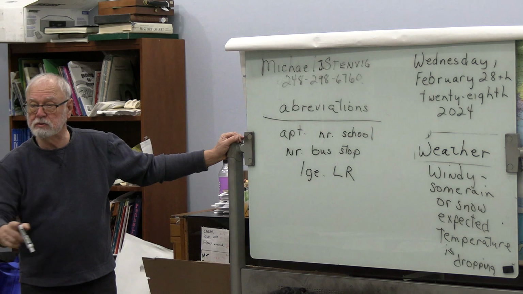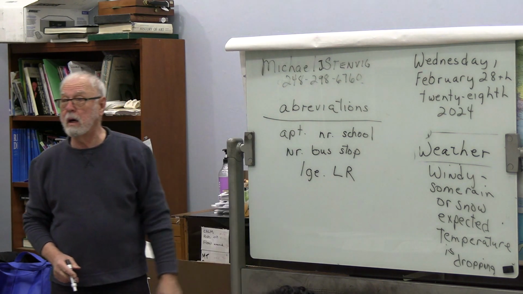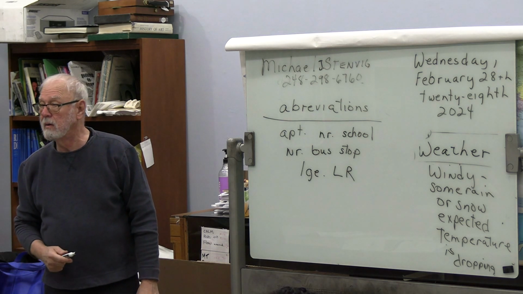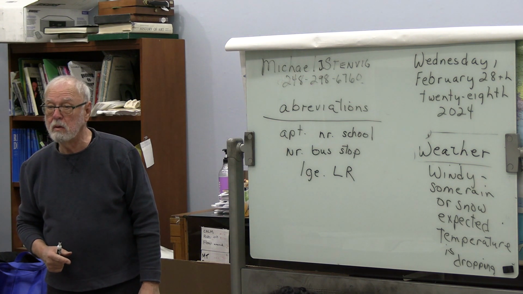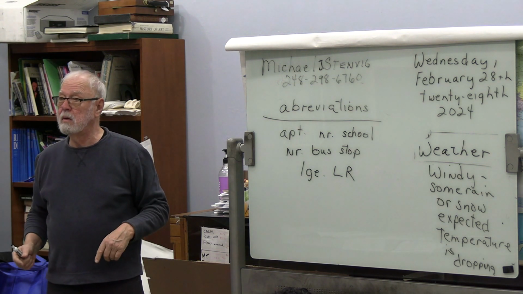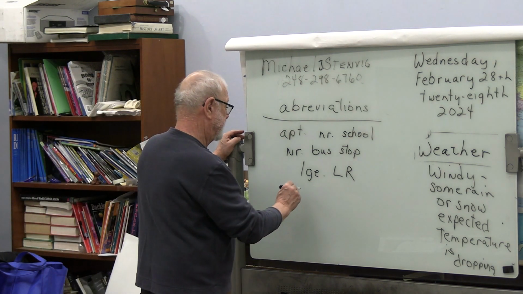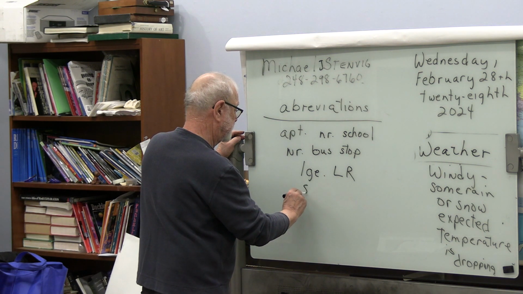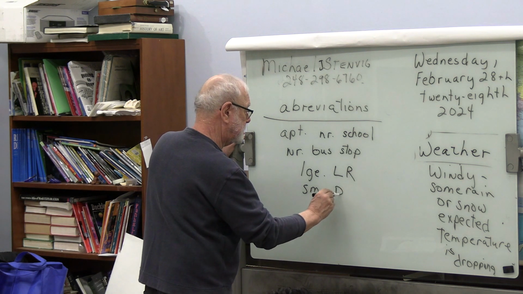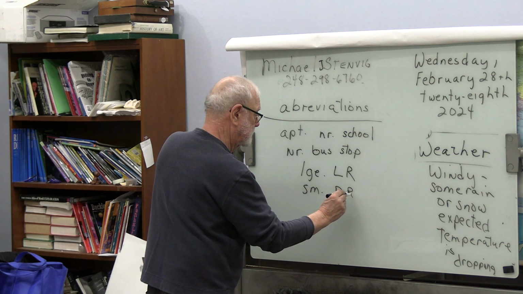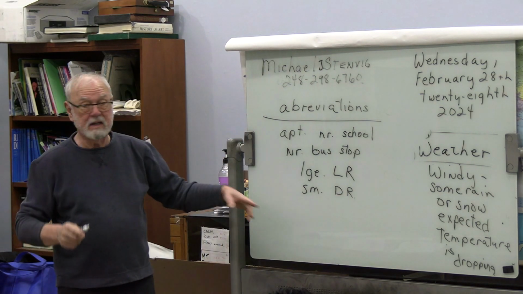Large. Large what? Size. LR. Let's think about this. Large room? What room? Living room. Yeah. So what's going to make sense? Not doctor. This is an apartment.